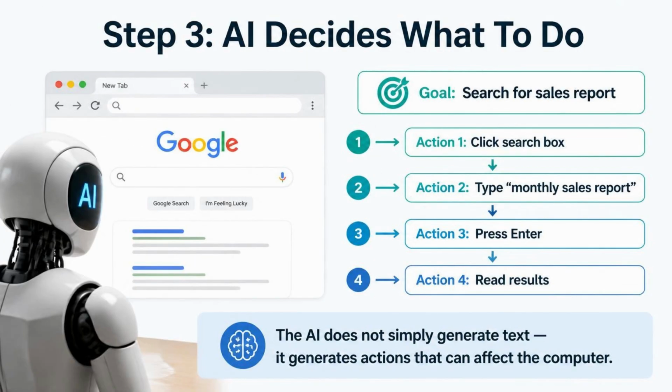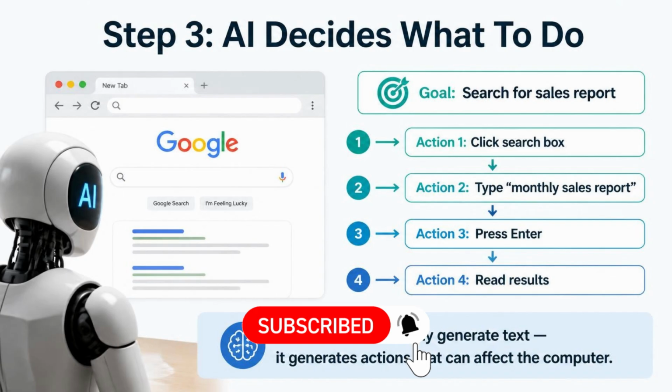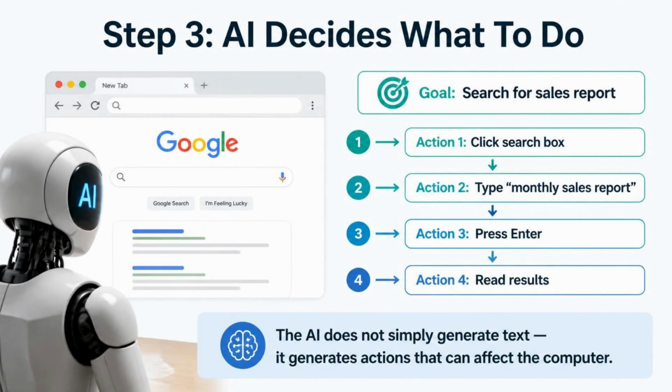Once the AI understands a goal, it needs to decide what to do next. For example, imagine the user says, "Search for the monthly sales report." The AI might determine that the next action should be, click the search box, then type, "monthly sales report." Then press enter. Then observe the search results. Notice something important here. The AI isn't necessarily planning the entire interaction once and blindly executing everything. Because the computer can change after every action, the AI can make a decision, perform the action, observe the result, and then decide what comes next. That makes the system much more adaptive than a simple fixed sequence.